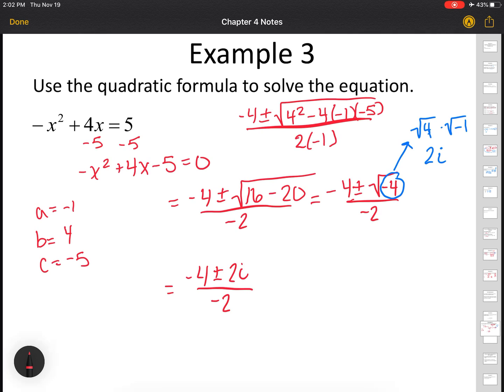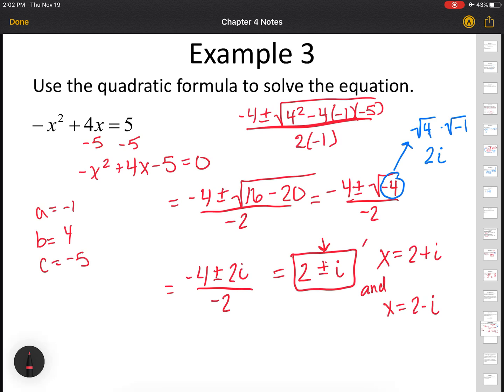Okay, and now since they're all even, 2 can go into all of them. So that can simplify down to positive 2, since negative 4 divided by negative 2 is positive 2, plus or minus i. Okay, and 2 divided by negative 2, that is negative 1, but it's being taken care of by that plus or minus in there. So here we go, 2 plus or minus i. And again, that's hiding 2 answers, 2 plus i and 2 minus i.